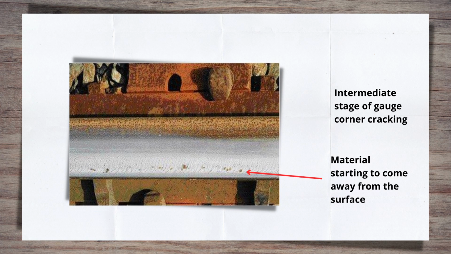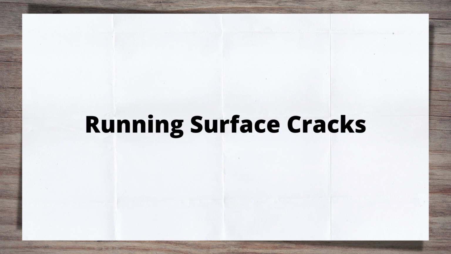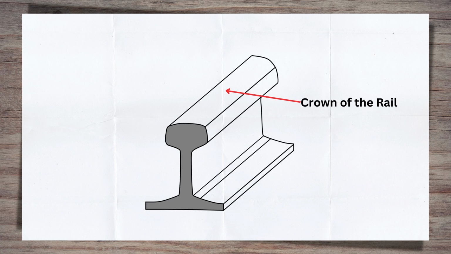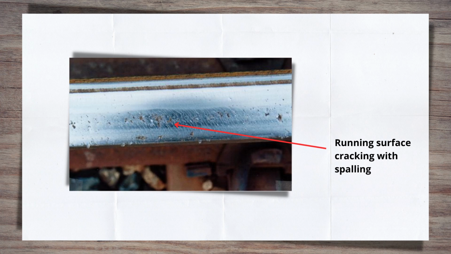As they grow, they can join up, leading to sections of the surface coming away from the rail. This is then made worse by further trains passing through the area. Running surface cracks. Similar to GCC in nature, however, this defect is located mostly on the crown of the rail. When these cracks join up, the material also comes loose. This is known as spalling.